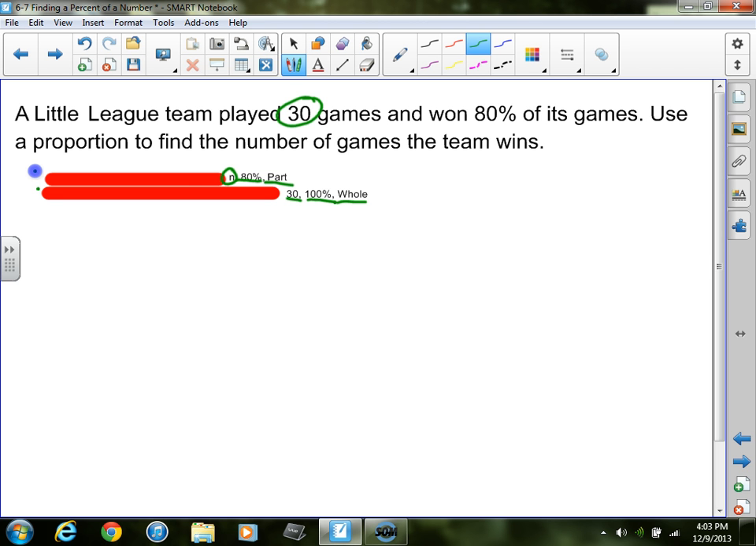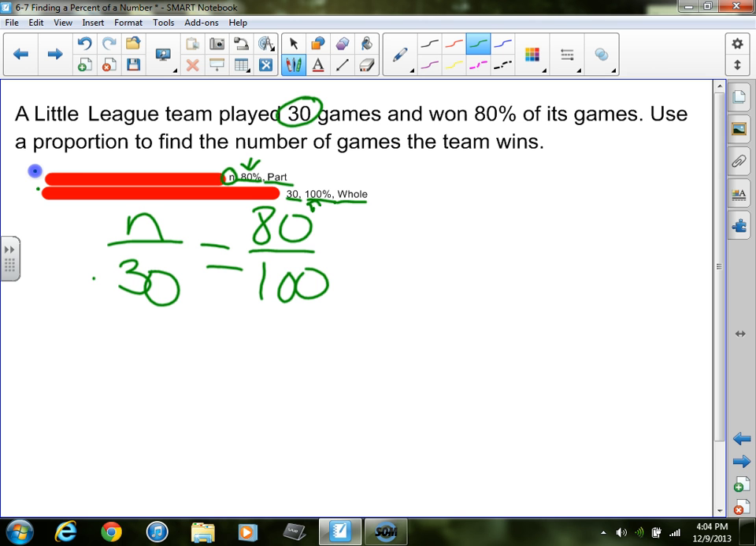So I'm going to set up my proportion like this. I take the first number, I have N over 30. So N games over a total of 30 games. This is also my fraction, which equals 80 over 100. See where I'm getting these numbers from? Then I can use my cross products and solve for N.